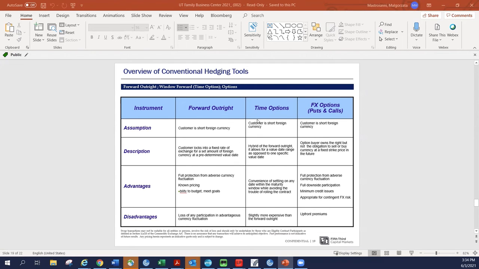Now, if you're looking for more flexibility, you might be buying equipment, but you can't pinpoint the exact date when you might need to pay the euros. You can lock in an exchange rate for a window of time as well. So you are locking in an exchange rate for a window of time. And again, no matter what the market rates look like down the road or during the time when you take delivery of the currency, that rate that you locked into is the rate that you receive.